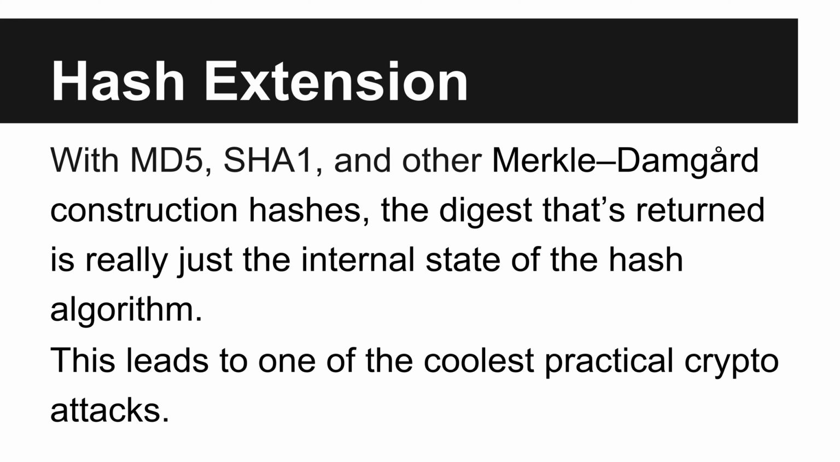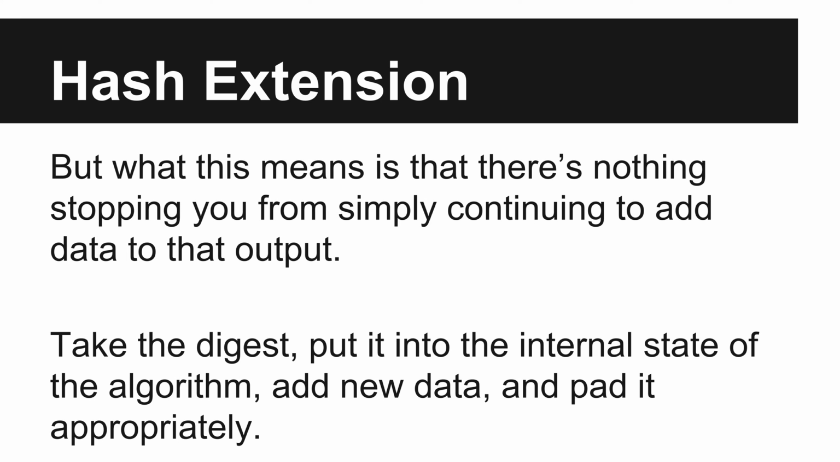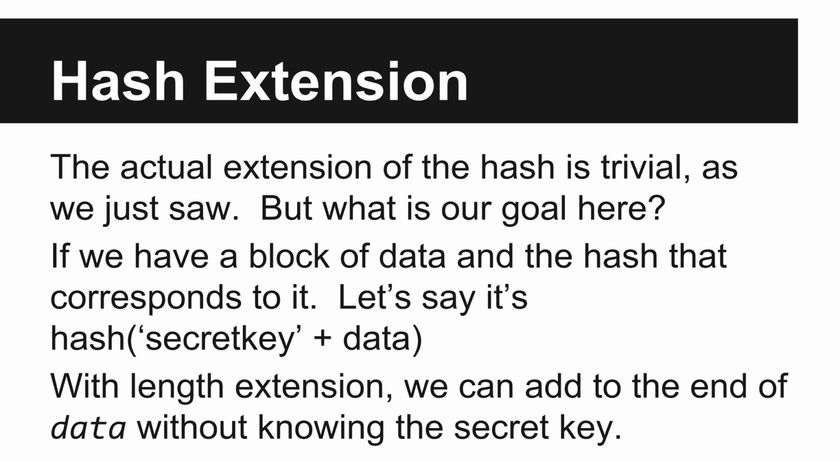Moving along, hash extension attacks are an interesting case. With Merkle-Damgård hashes, MD5, SHA-1, and other non-truncated hashes, the digest that you get out is really just the internal state of the algorithm. This leads to an interesting bug. Simplifying slightly, hashes work like this. Initialize the hash, mix each block of data into the hash state, pad the hash, output the internal state. What that means is that you can actually add new data trivially. Put the existing digest into the internal state of the hash algorithm, add new data like you would normally, then pad it accordingly.